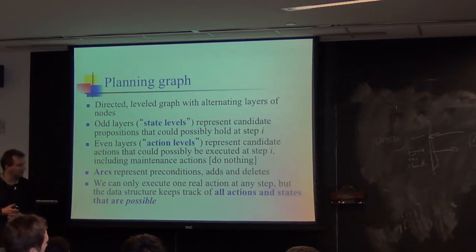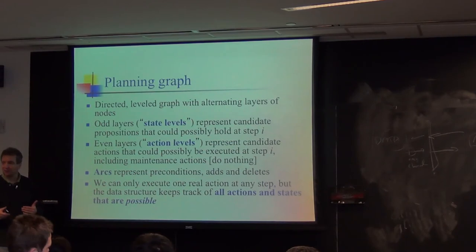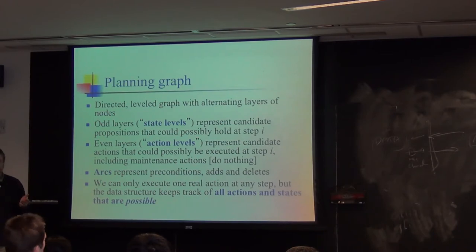We can only execute one real action in any step, but the data structure keeps track of all the actions and states that are possible. So in a way, it's just a way of saying all the possible states that can come out, but it's kind of a flattened down tree of it. And you'll see how that might benefit us.